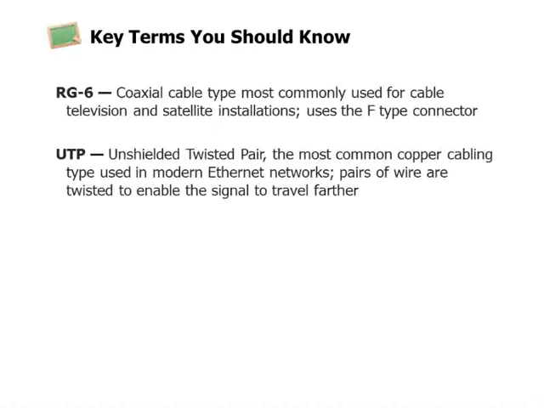So just some terms as we summarize fiber optic cabling. You have RG6, which is the coaxial cable most commonly used for cable, television, and satellite installation. It uses the F-type connector. There was also RG8U and RG58U, which is actually for the thin net and thick net, respectively. So there's a number of different types of coaxial cable. You'll actually see this in your handout. UTP, unshielded twisted pair, by far the most common copper cabling used in modern Ethernet networks. Pairs of wire are twisted in order to enable the signal to travel farther. And in general, your Ethernet limitations, distance-wise, are going to be 100 meters.